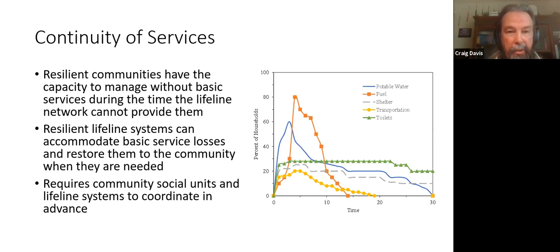So the resilient lifeline systems need to accommodate the basic service losses and restore them to the community when they're needed, right? But before the system is restoring all of these, some type of continuity needs to take place. So for water, it would be a bottle of water, right? So this diagram is just showing, as an example, how different potable water services like bottled water or other methods could be supplied to customers while the network cannot provide them, right? So portable toilets, alternate transportation routes, emergency shelters, emergency fuel, and so on.